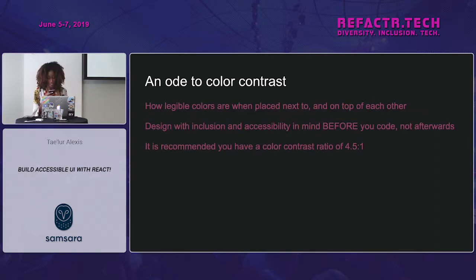All right. So an ode to color contrast, which is something that is really, really important. How legible colors are when placed next to and on top of each other. And just reiterating, you should design with inclusion and accessibility before you code. It makes it easier to design with accessibility first instead of going over it afterwards. And then it's also recommended you have a color contrast ratio of 4.5 to 1.